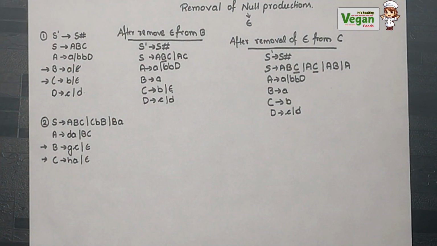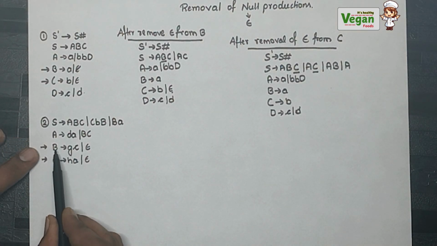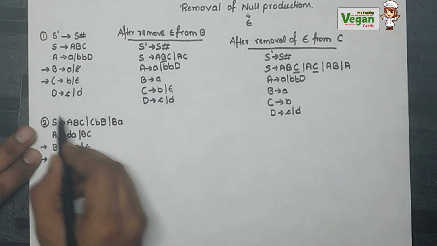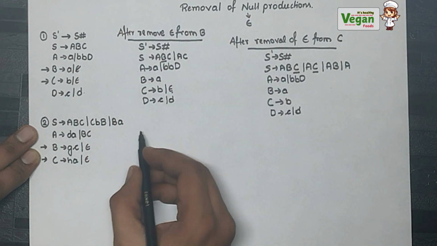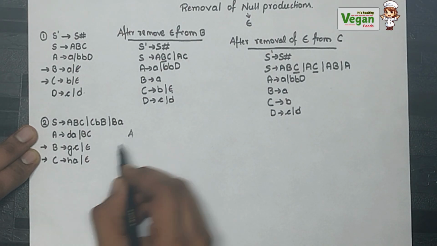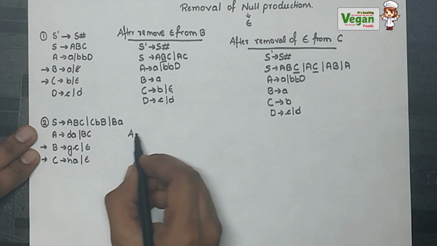At two times epsilon is there. So who is the producer of epsilon? B and C. So write S and A same. First step, let's remove the epsilon, that is null projection, from the B.